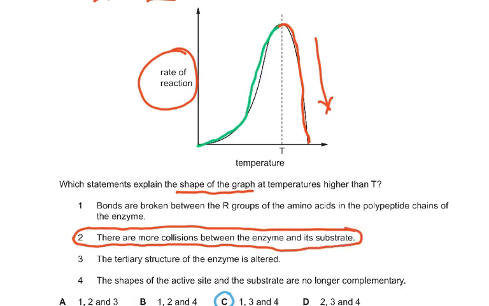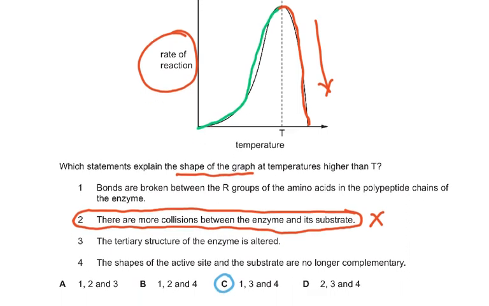So that was wrong. But would you be able to pick this up? Because you didn't read the question. Shape of the graph. The shape of the graph is rate is decreasing, but if there are more collisions, the rate should increase. So that is why this was wrong, and 1, 3, and 4 were correct.